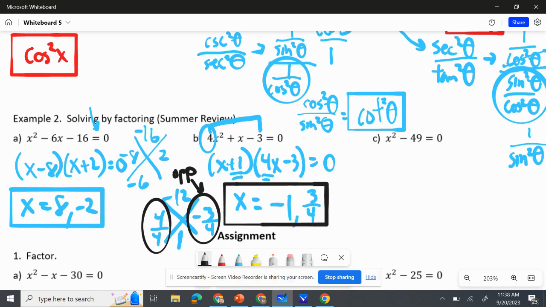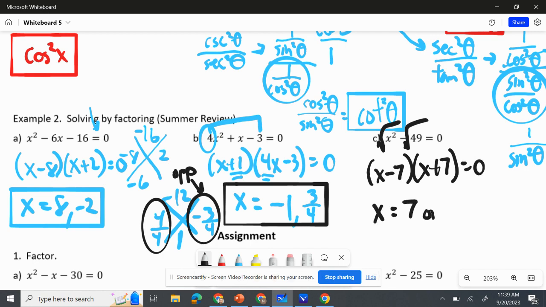And for our last one, we see that they're binomials. So we take the square root, and that gives us x minus 7 and x plus 7 equals 0. So we do the opposites. So x is equal to 7 or negative 7.